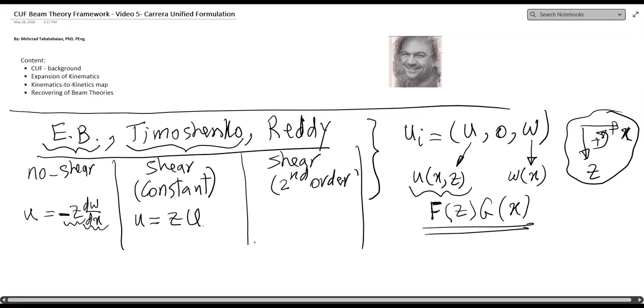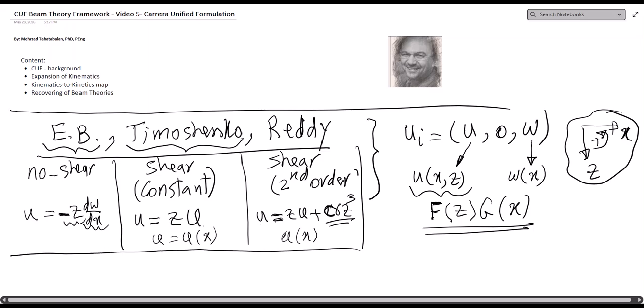And in Reddy, we said that you have this z phi plus a cubic term, and we worked out the c, which is a constant, and gamma is the pure shear strain. So again, you see that in all of this phi is a function of x, and therefore our u is a function of z and x, in all of them.